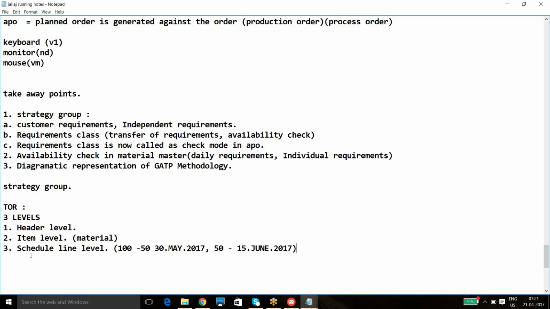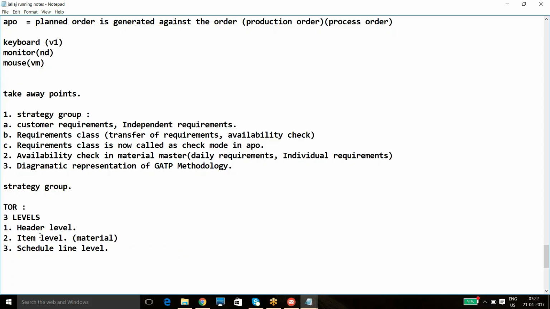So let us not worry about whether it is a full confirmation or partial confirmation. The schedule line can also have a single line or a single date at which your complete confirmation can happen. But I'm saying in a scenario where you're going to confirm, or even have the process of partial confirmations be possible, the overall transfer of requirement can happen at three levels.